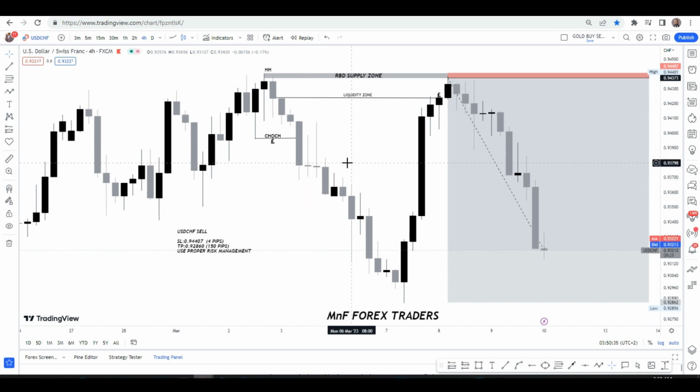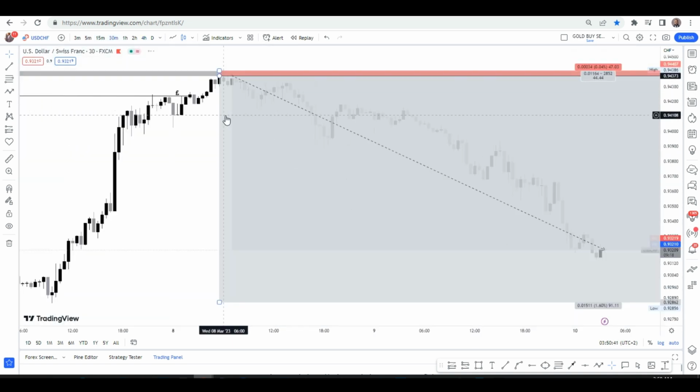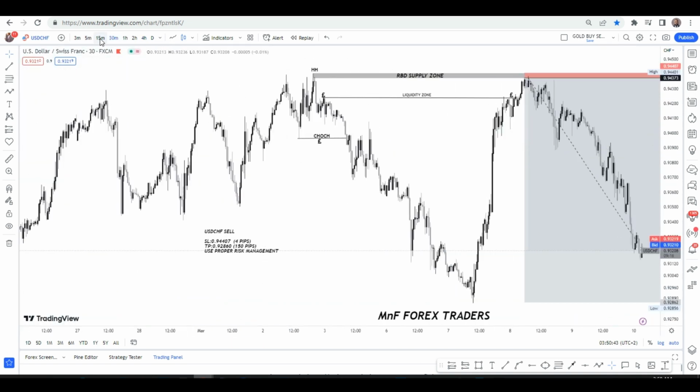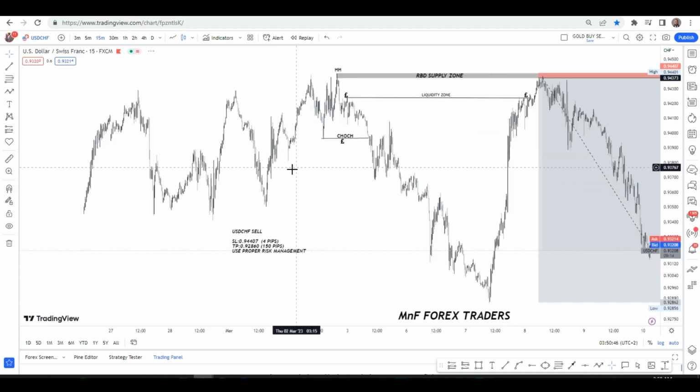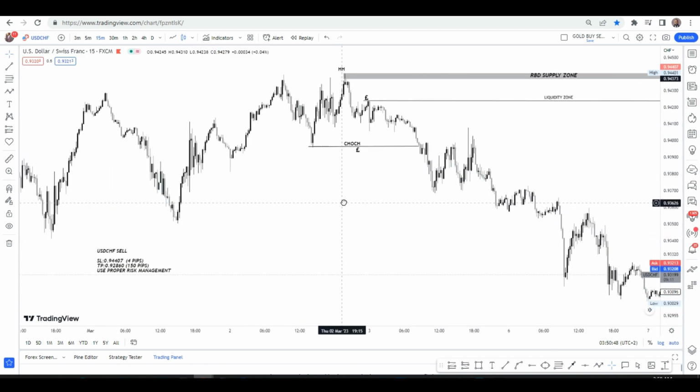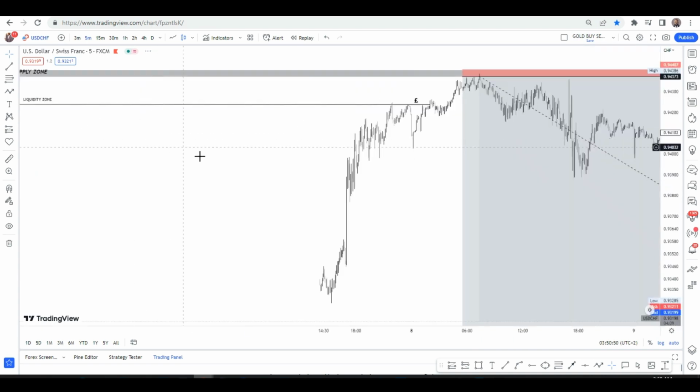Okay, and what do you do? You go to the lower time frame and find the footprints of the smart money in the market. What is the footprint of the smart money in the market? Well, I'm glad you asked. We're looking for our order block. So in this case, we're looking for a bearish order block.